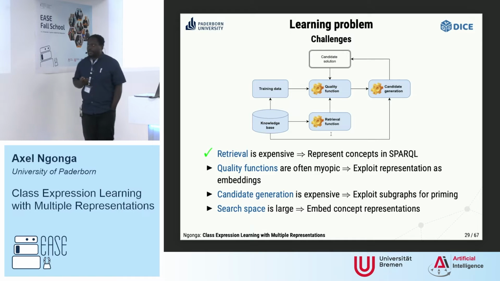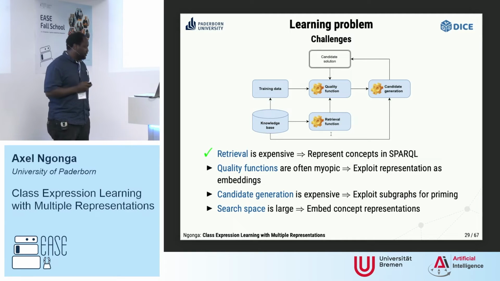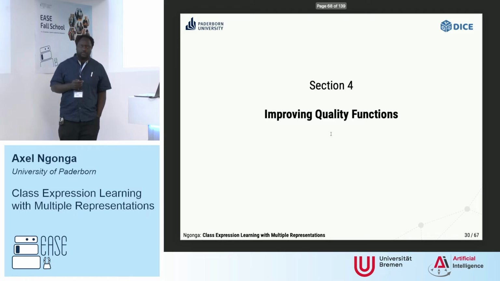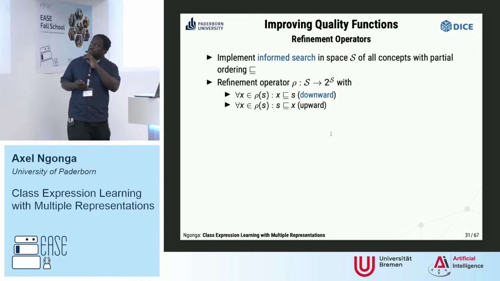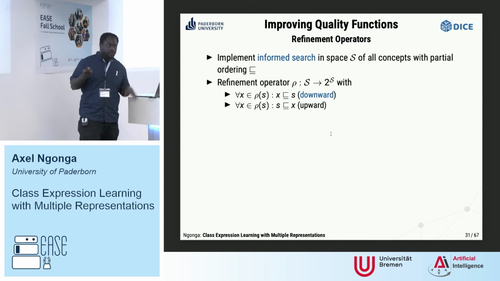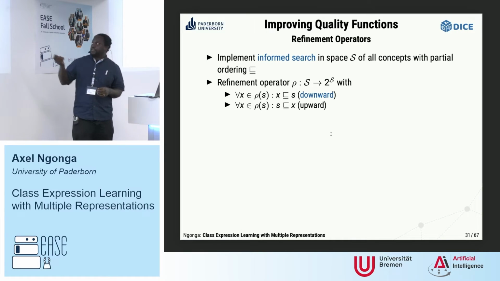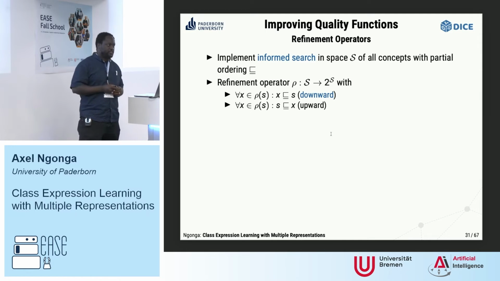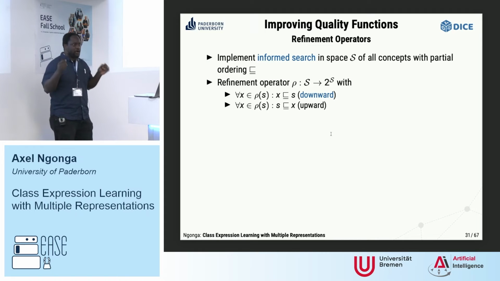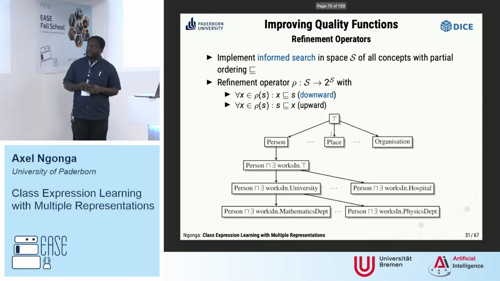Quality functions are often myopic. That's basically the second problem which we want to tackle here. How do we deal with that? What do I mean by that? So most commonly, as a reminder, what we really do when we're doing class expression learning is what falls under informed search in the space S of all concepts with a particular partial ordering. And we define a refinement operator and say, okay, our refinement operator is going to inform the way in which we traverse the solution space. So this is the kind of tree that we'll commonly go through.